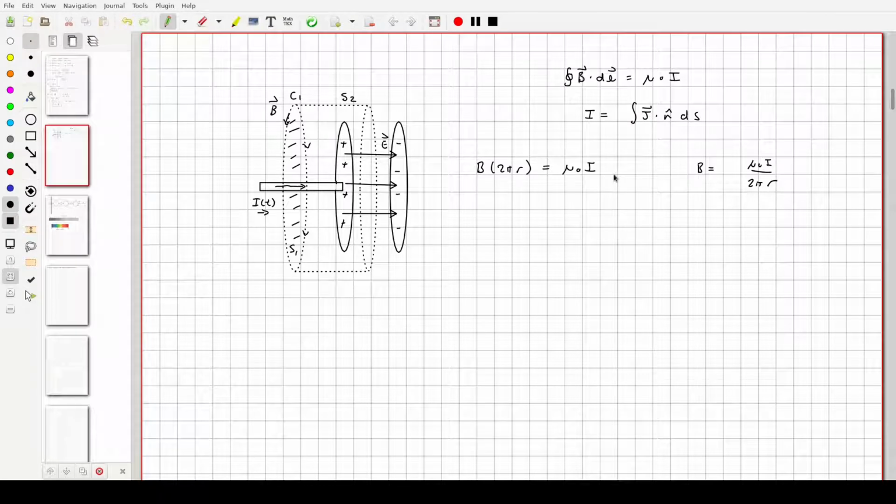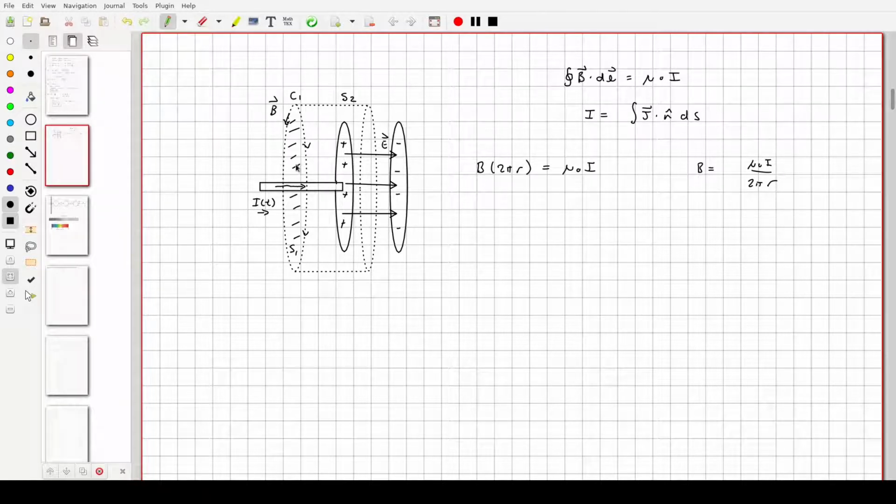Now, watch this. What if instead of picking this surface right here, I pick this surface right here, this cylinder? Now, I still have the same curve. It's still bounded here, this open surface, by C1. So this is the curve I'm picking, but this is the surface I'm looking at. Will you agree with me that there's no current passing through this? But there's current passing through this. But this right here is my bound surface.